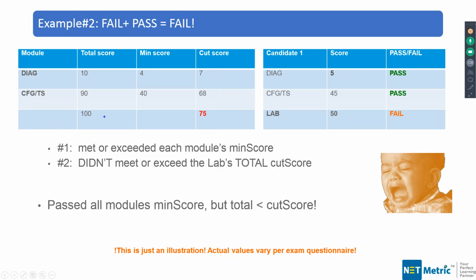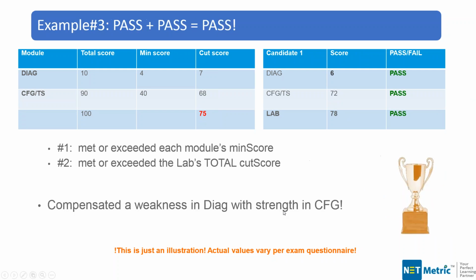Another candidate scored 5 points in the diagnostic section, and in configuration and troubleshooting he scored 45 points. The total is 50. He individually passes in both sections, but he is not able to clear the cut score of the total. That's why he fails again. He passed the minimum score of both modules, but the total is less than the cut score.